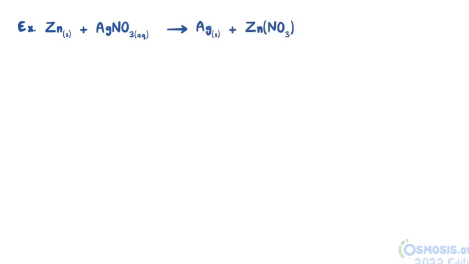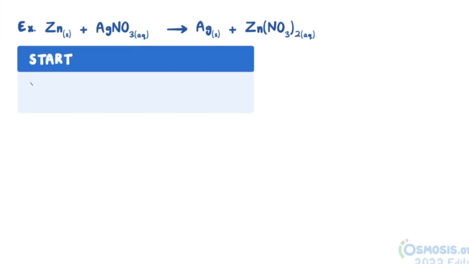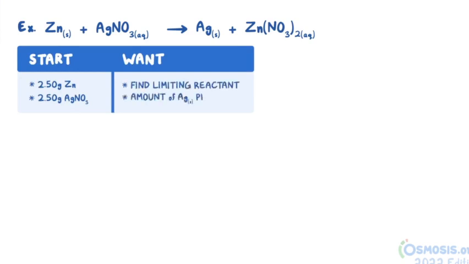Let's do another limiting reactant example. Suppose we have some solid zinc, which reacts with aqueous silver nitrate. This reaction produces 2 products, solid silver and aqueous zinc nitrate. Suppose we start with 2.5 grams of zinc and 2.5 grams of silver nitrate, and we're asked to find the limiting reactant, as well as the amount of silver metal produced.